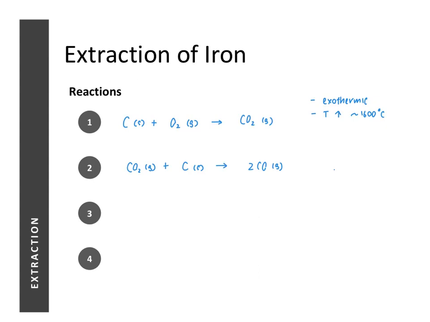The third reaction is also the most important reaction, where the iron(III) oxide in your iron ore will react with the carbon monoxide gas produced in step number 2 to form your iron metal as well as carbon dioxide gas. Okay, to balance the equation, we need to add a 3 over here, 2 and then 3.